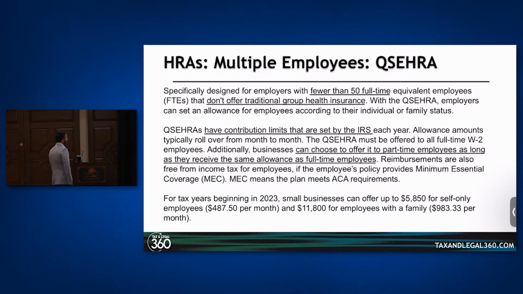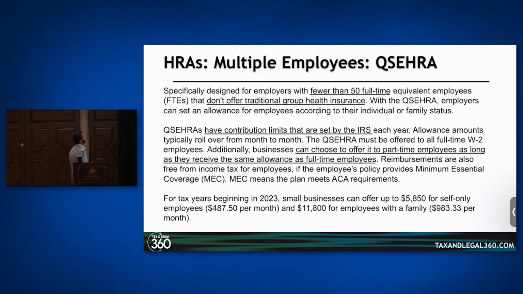So I'm going to read this to you. I learned recently that this is actually pronounced QSEHRA, but it's specifically designed for employers with fewer than 50 full-time equivalent employees that don't offer traditional group health insurance. So that might be you, right? You have W-2 rank and file employees, but you don't offer a group health insurance plan for those employees.